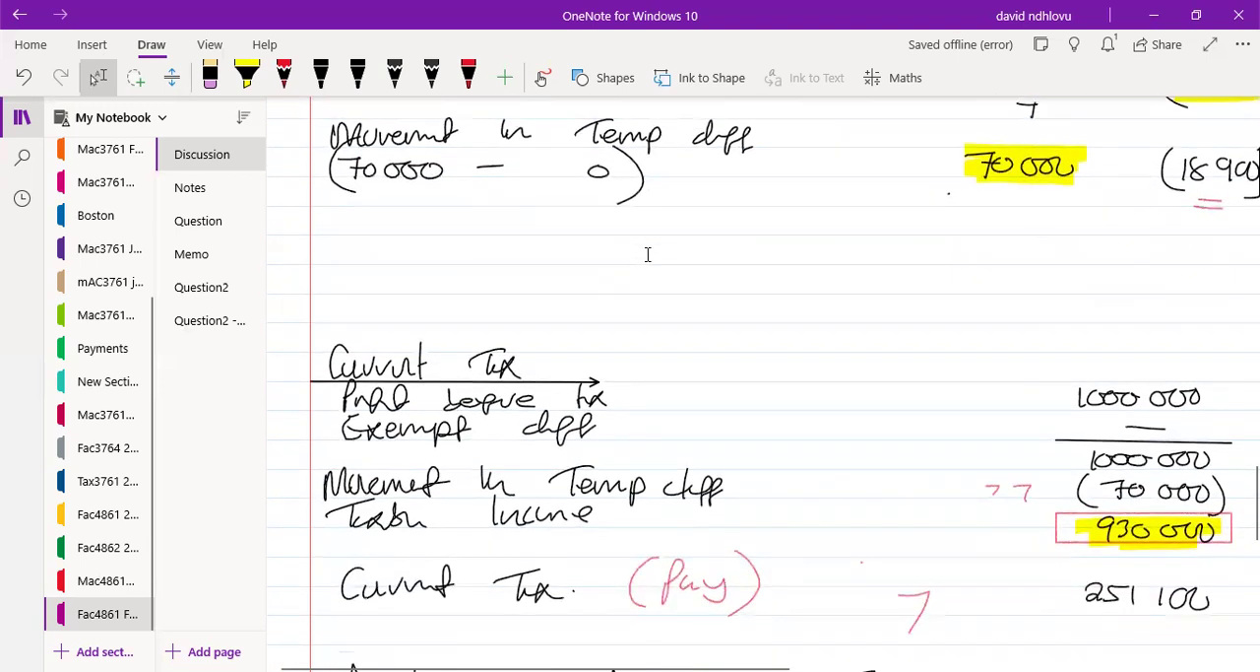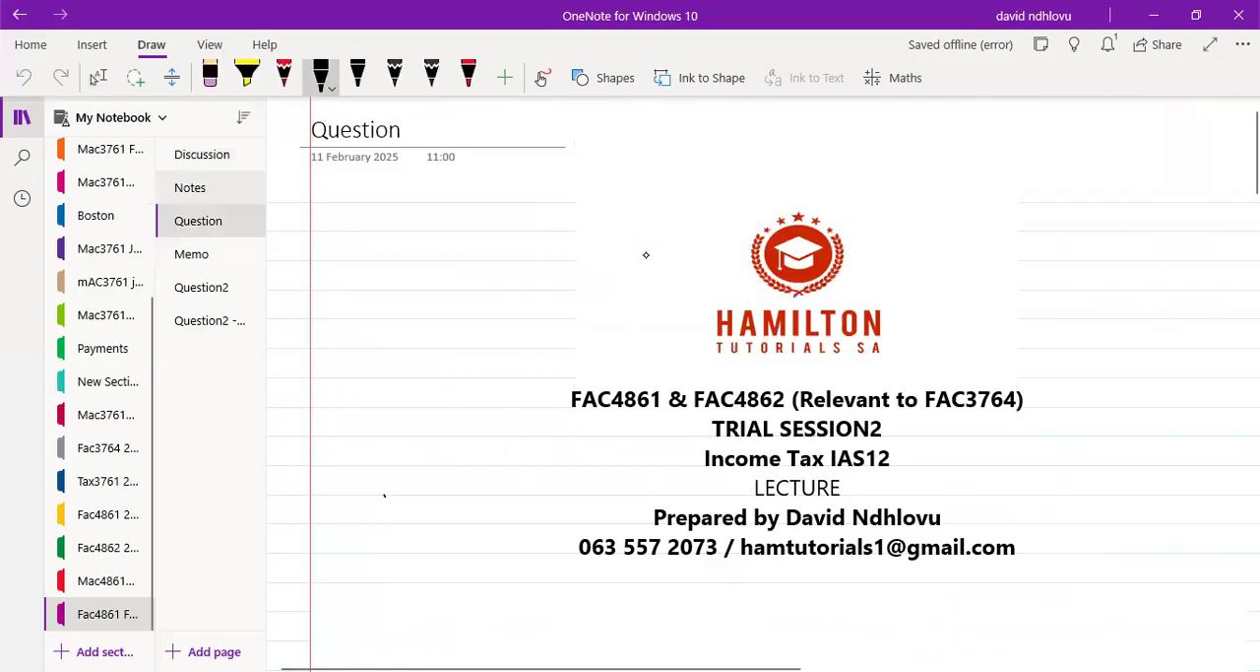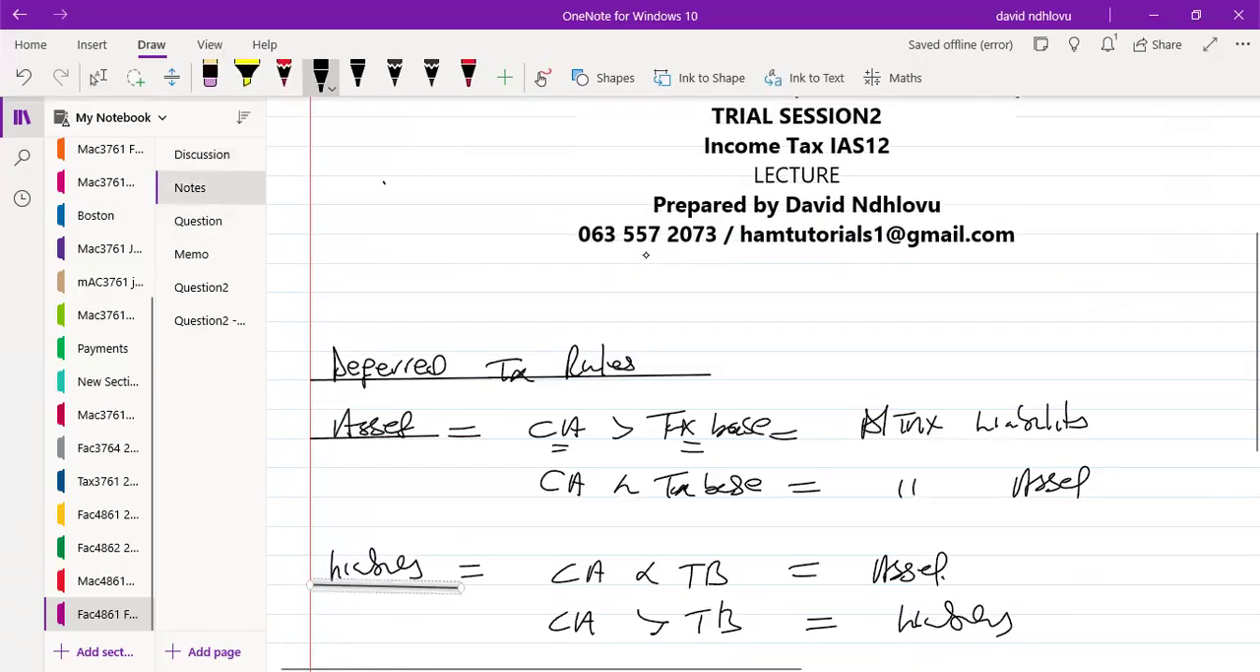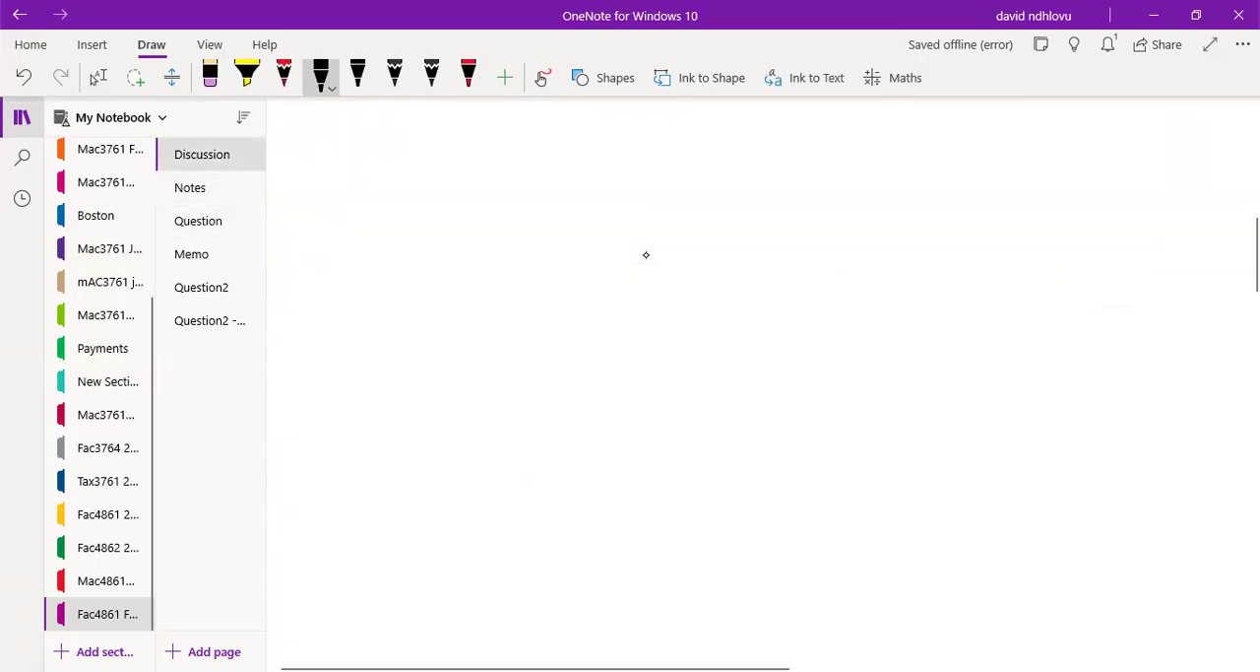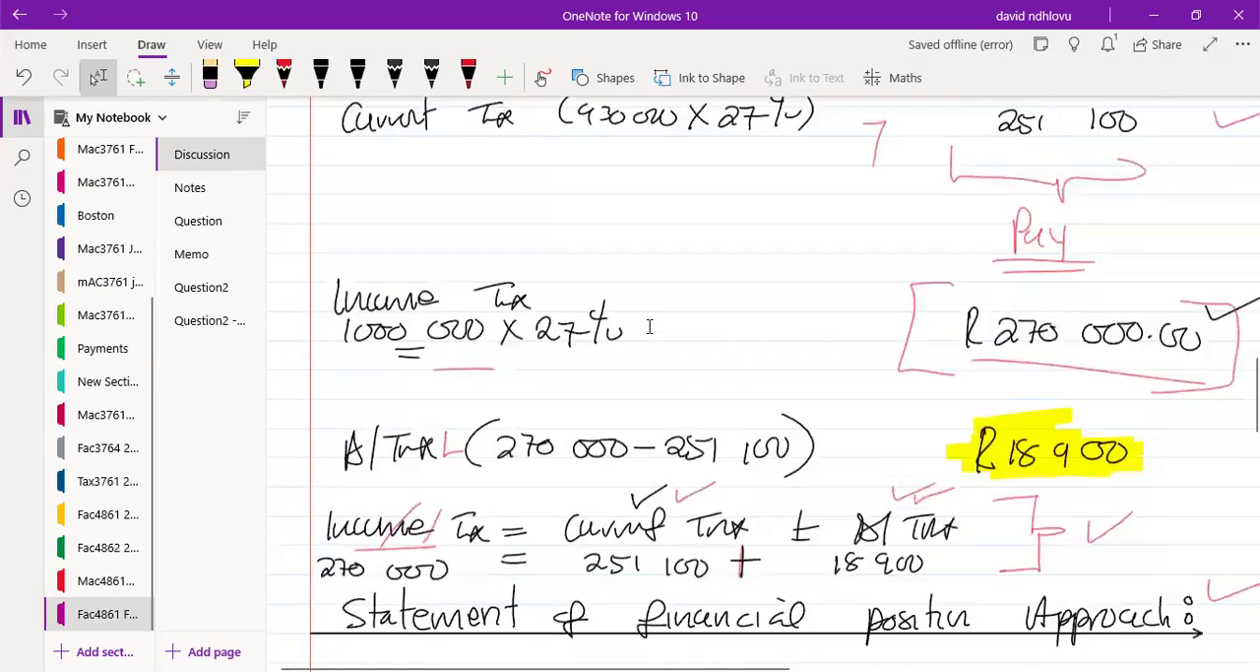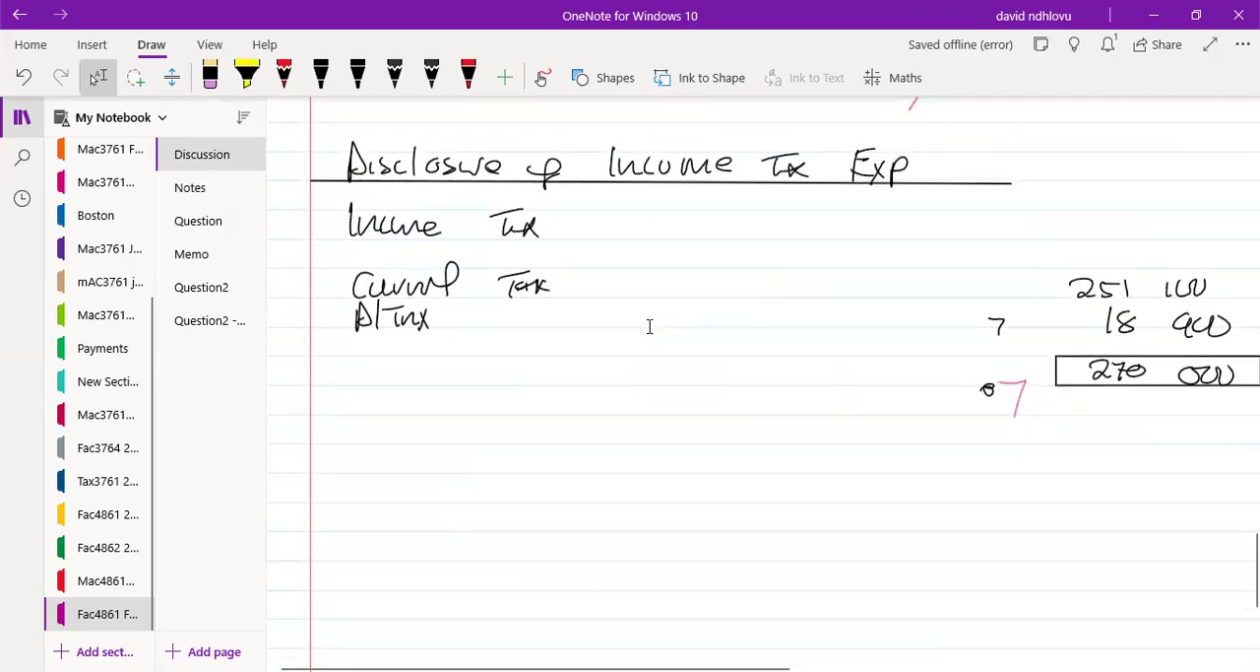Right, let's go to our question. Yes, ma'am. David, please, can you kindly just go back to the disclosure note? I just want to jot down something quickly, please. Okay. Right, the question that we have is going to have a more comprehensive disclosure note. So this one is just an exhibition. Okay, thank you. Sharp, sharp.